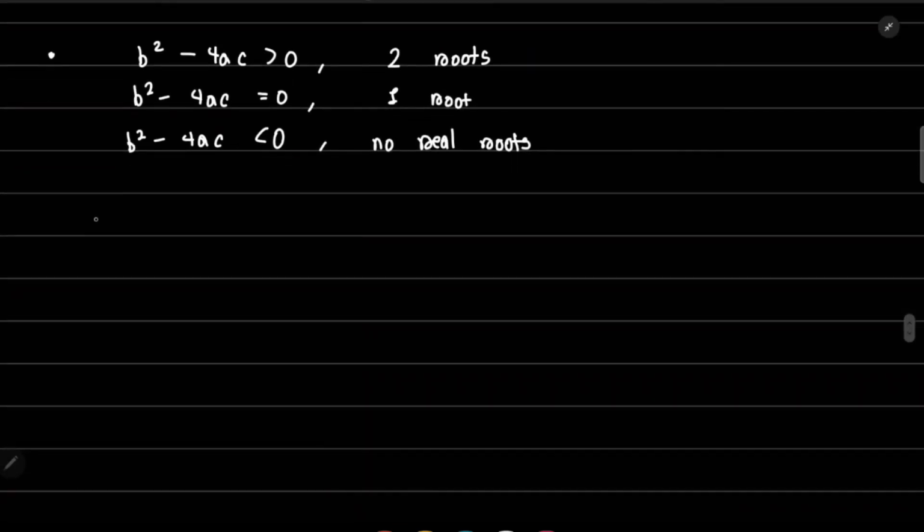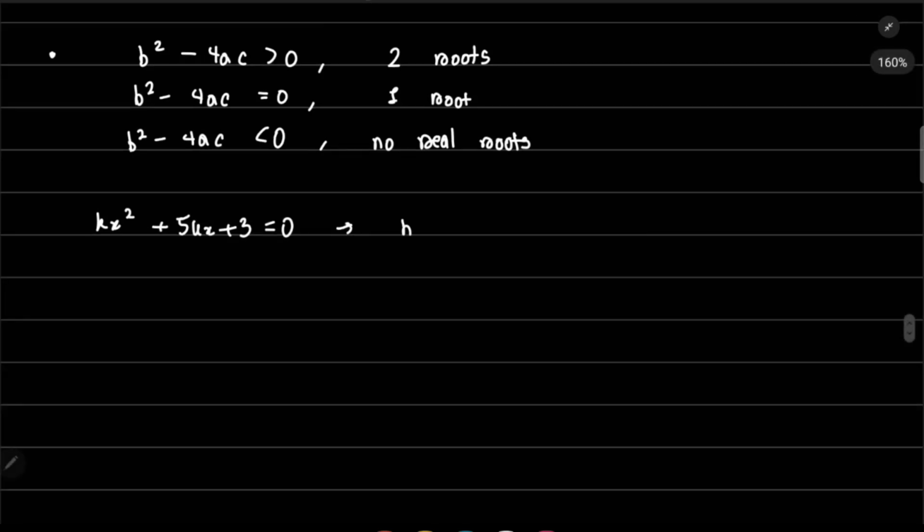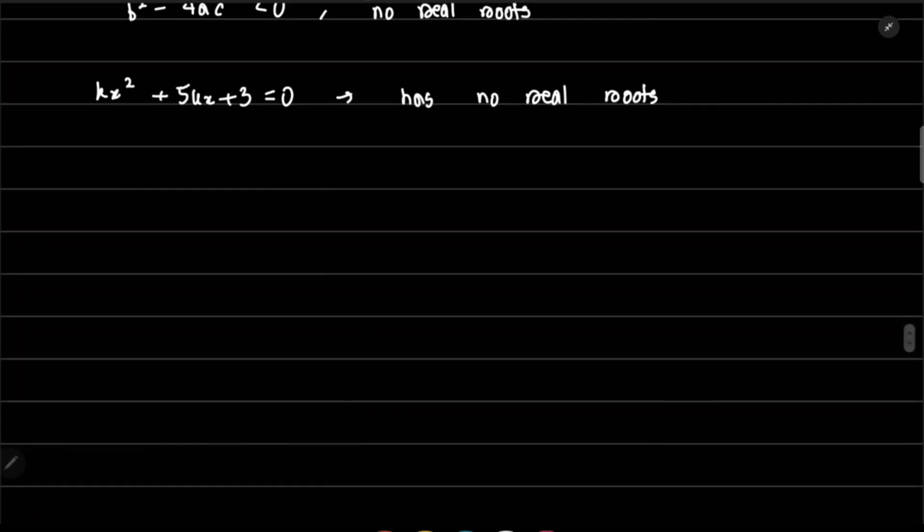For example, I might be given the equation kx squared plus 5kx plus 3 equals 0, and we're told that this has no real roots. I might have to prove the values of k from here. So here I have to prove k is less than 12 by 25 and more than or equal to 0. From this equation I can find b squared minus 4ac. This will be less than 0.